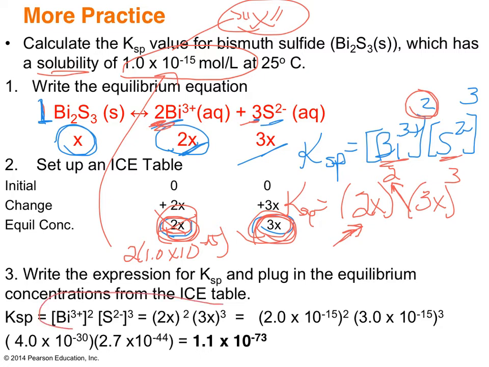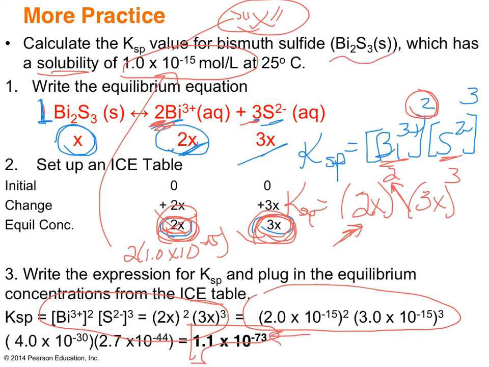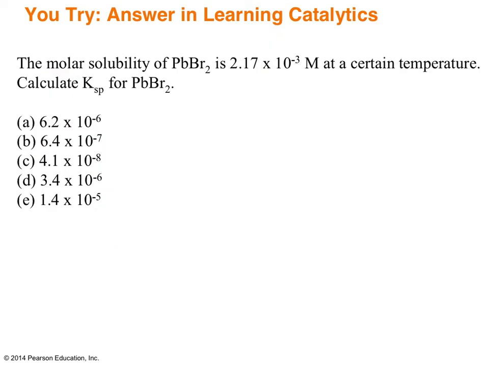So once you plug in the values and you solve it, check this out. Look at this Ksp value, 1.1 times 10 to the minus 73. So I would say bismuth sulfide, not very soluble in water, okay? But again, notice you can, in fact, get values that are this small for Ksp.